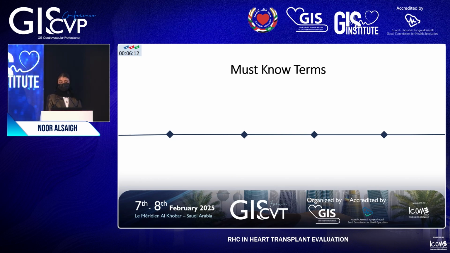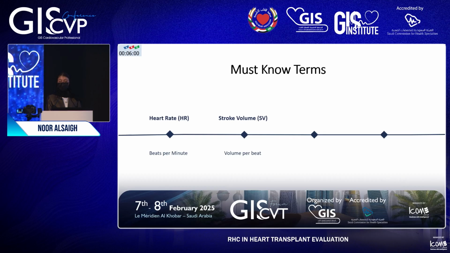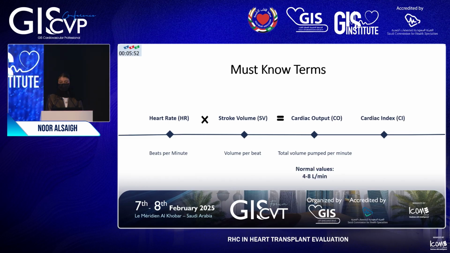Simply, the heart rate, which is beats per minute, then stroke volume, which is the volume that the heart pumps per beat. In order to get the volume that the heart pumps per minute instead of per beat, we multiply the heart rate by the stroke volume to give us the cardiac output, which equals the total volume pumped per minute. Then we have the index, which is proportional to the patient's body surface area.